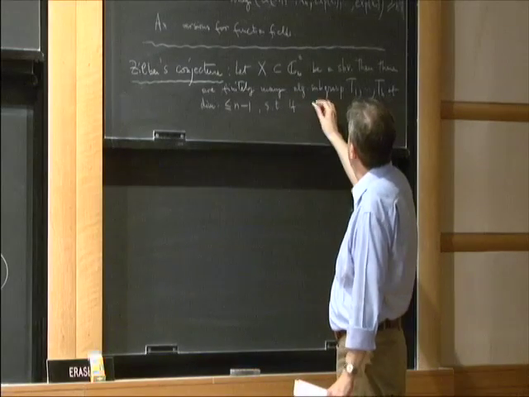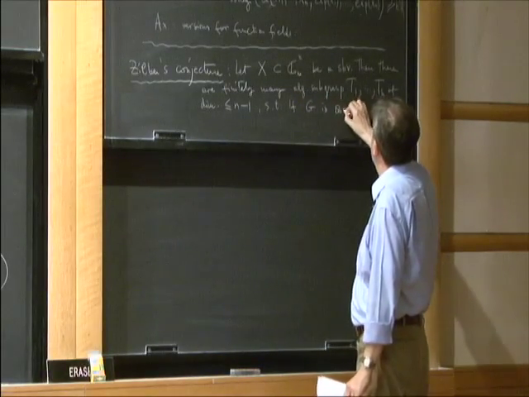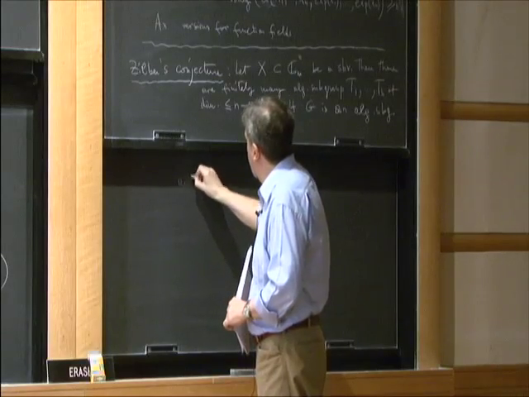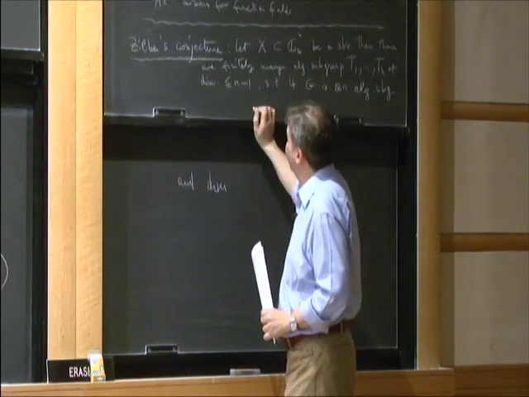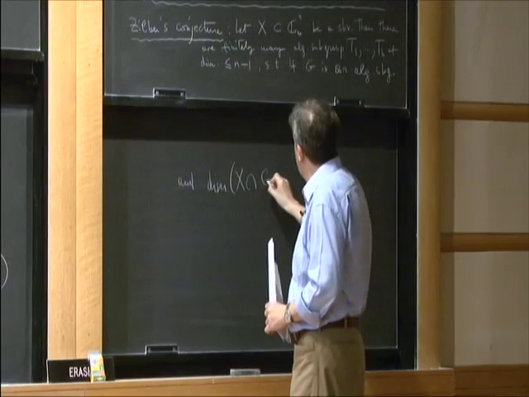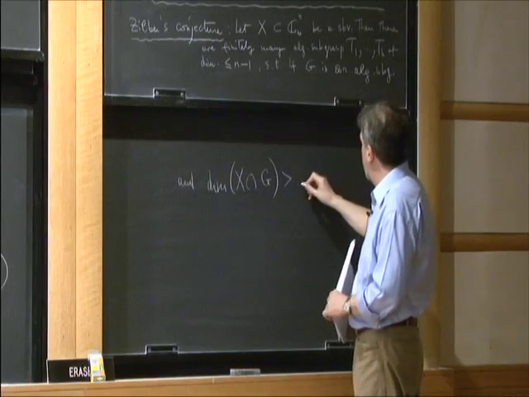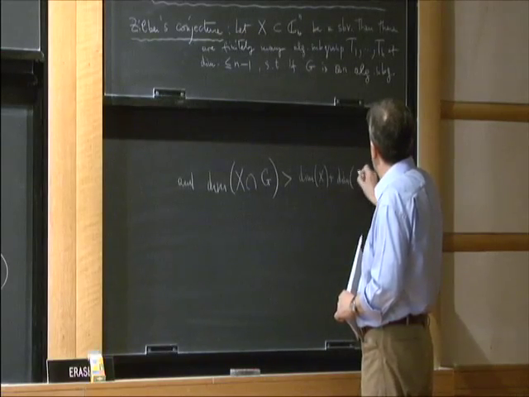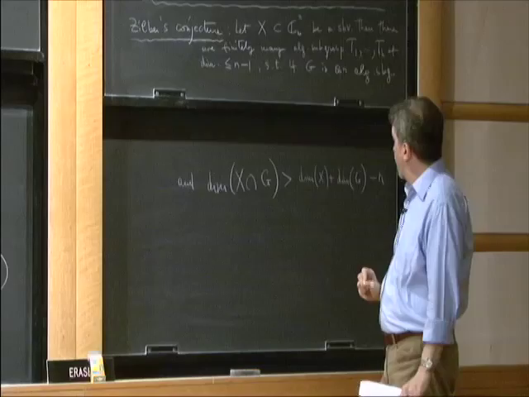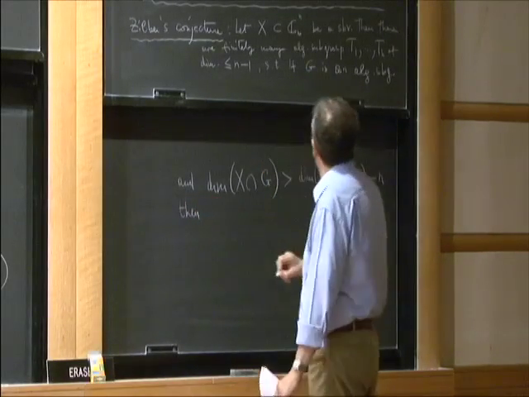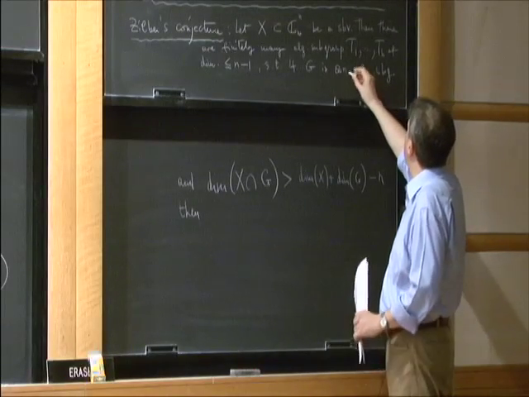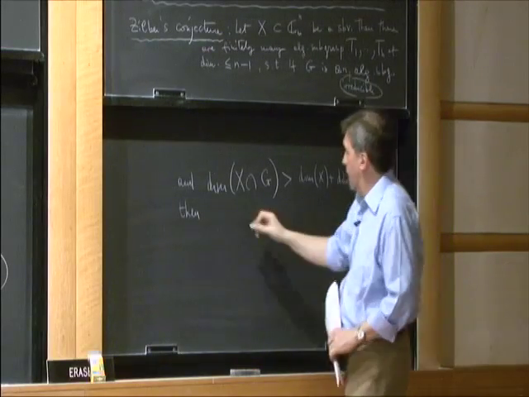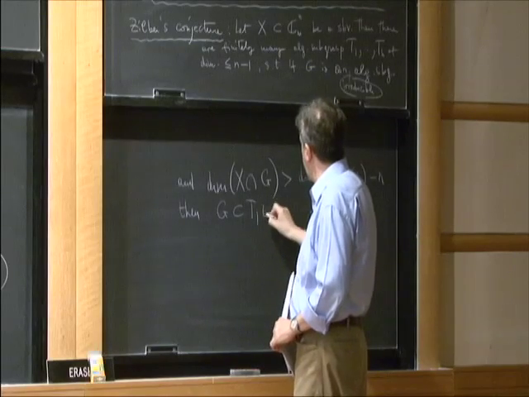if G is an algebraic subgroup and the dimension of, then G is an irreducible algebraic subgroup. Then G is contained in the union of the T's.